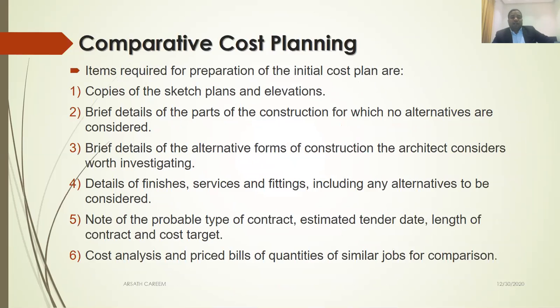The following are required to prepare a comparative cost plan. Most of them are similar to the elemental cost plan. Here, additionally, you need alternatives. Number 4, details of initial services and fittings, including any alternatives to be considered. This is one of the things additionally needed when we compare to the elemental cost plan. All others are similar to the elemental cost plan. What information is required?